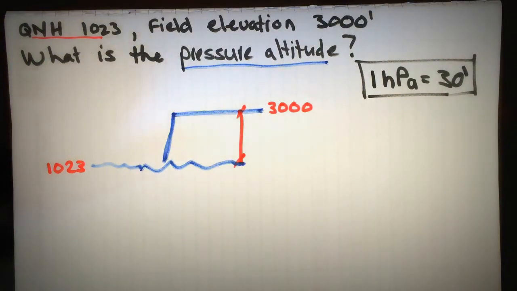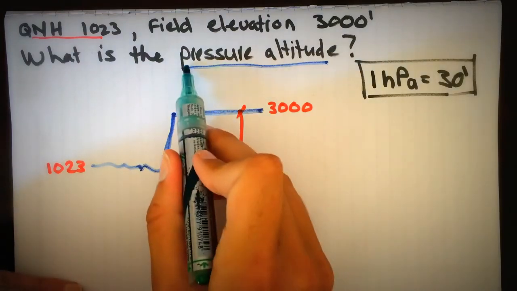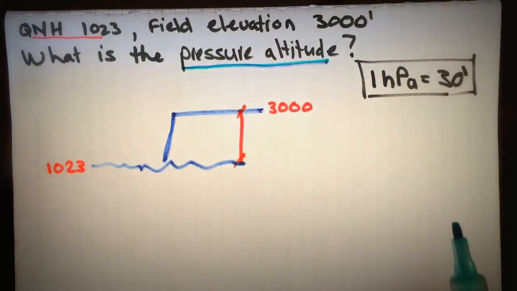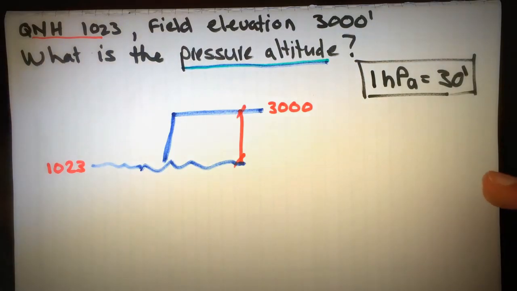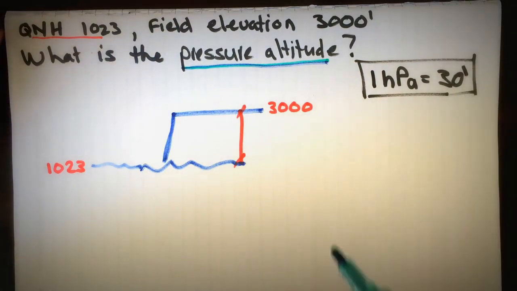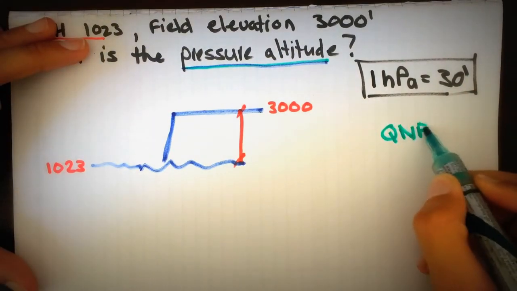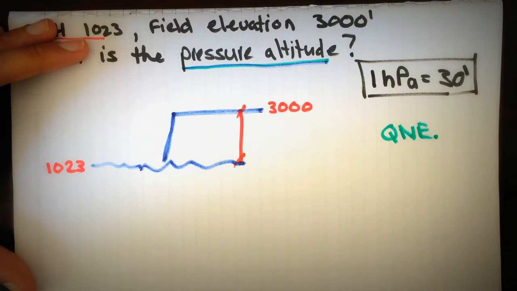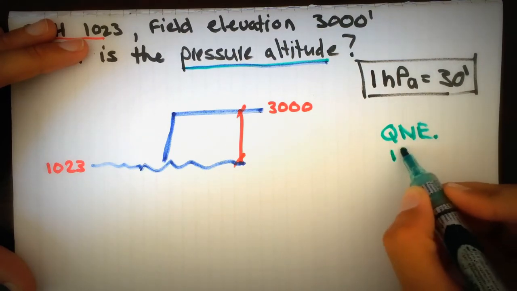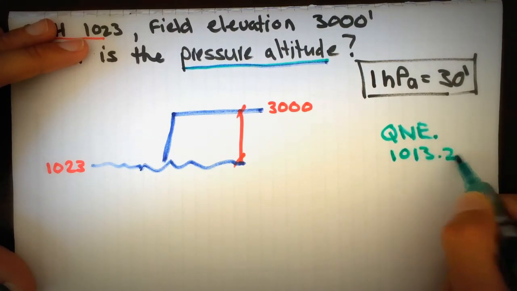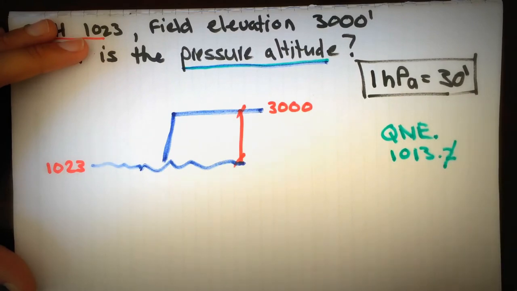1023 at sea level. Then the next question that I want to ask you is, what is this pressure altitude? What are we talking about when we talk about pressure altitude? Pressure altitude is the height of something above the standard, above what is known as QNE. Now QNE is 1013.2. We don't worry about the 2 when we solve these questions, we just round it off to 1013.